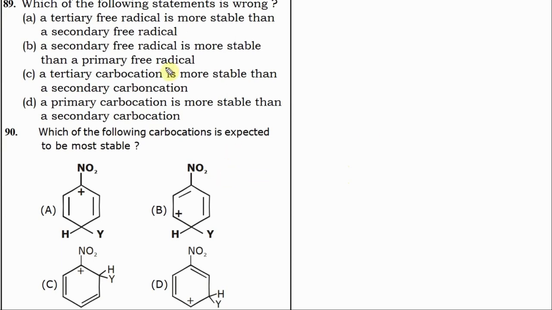Which of the following statements is wrong? A tertiary free radical is more stable than secondary. Yes, secondary is more stable than primary. Tertiary is more stable than secondary. Primary cannot be more stable than secondary. This is simple. Which of the following carbocations is expected to be more stable? This is what you want to be careful about.